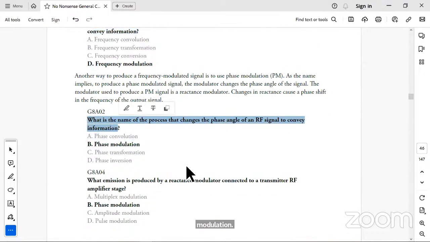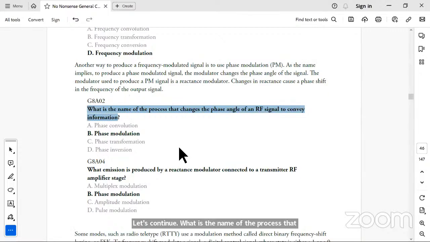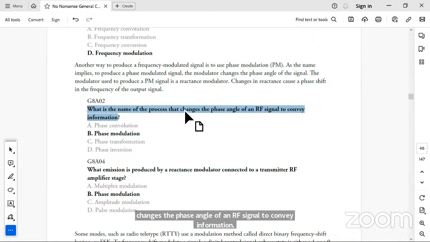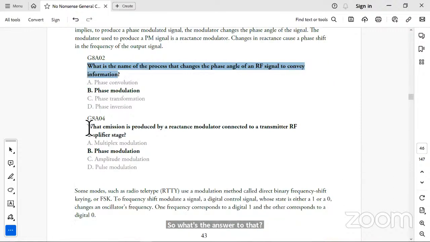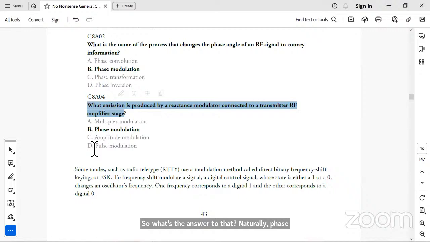Let's continue. What is the name of the process that changes the phase angle of an RF signal to convey information? Very similar to the previous question, but let's dissect it. They're asking us what's the name of the process that changes the phase angle. Now, they didn't tell us the amplitude. They didn't tell us the frequency. They say it's changing the phase of an RF signal. So that means a carrier wave to convey information. And thus we are modulating it according to the phase. So what's the answer to that? Naturally, phase modulation. All right, let's continue.